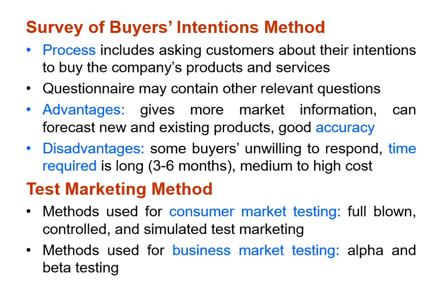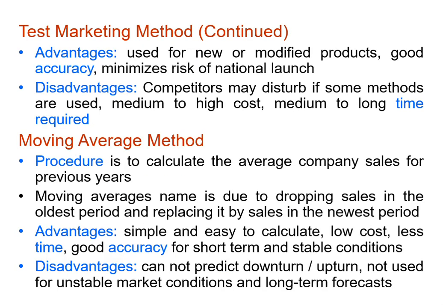The test marketing method is used for consumer market testing, through full-blown, controlled, and simulated test marketing. The method used for business market testing is alpha and beta testing. Advantages of test marketing: you are able to modify a new product, good accuracy, minimized risk, maximized profit. Disadvantages: a competitor may disturb it, the cost is medium to high, and medium to long term time is required.